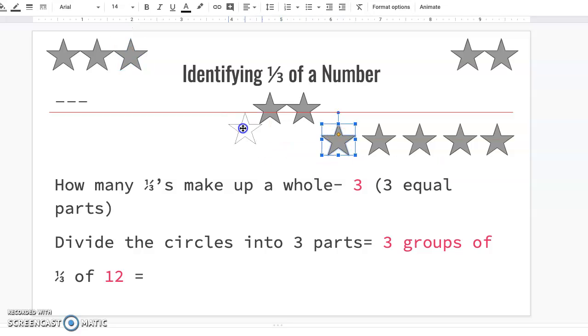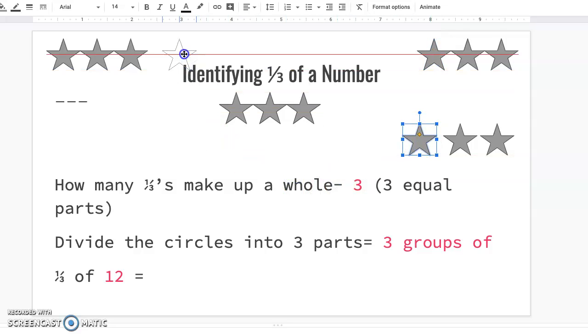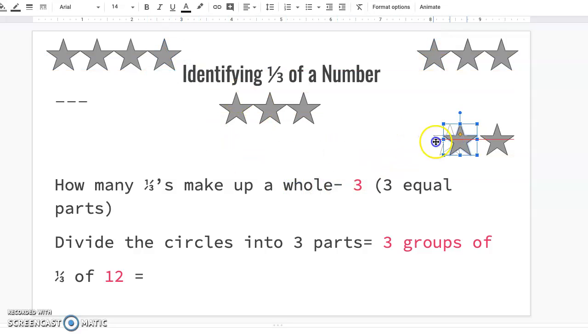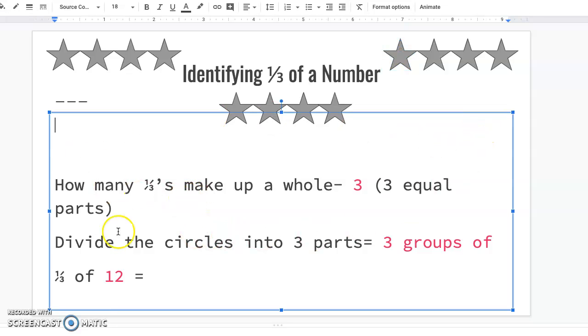There's one there, one here, one here. As long as you keep your groups separate, you won't get confused. All right, so here's a group here, a group here, and a group here. And every group has 1, 2, 3, 4 stars in each group. So it says divide the circles into 3 parts. We divided it into three parts. So 3 groups of 4. So 1/3 of 12 would be 4.